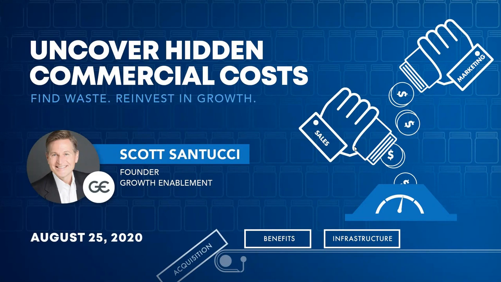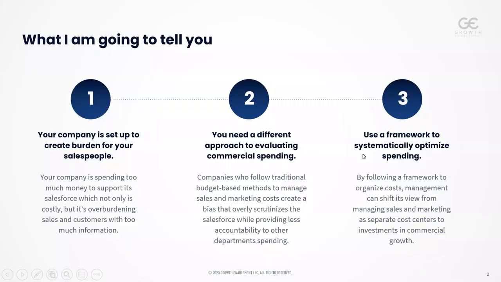Okay, so as always, what we like to do in our series is earn the right to tell a story, and we do that by laying out what we're gonna tell you. So one, your company is actually set up to create burden for your salespeople. The way that you're organized, the structure that you've got, your company is spending too much money to support its salespeople, which not only is costly, but it also creates an extra amount of burden and confusion for sales and customers. So in other words, the things that you're doing actually are contributing to make things harder. The second point that we're gonna tell you is that you need a completely different approach to evaluating commercial spending. And I know that's gonna seem frustrating or difficult to ascertain, because we have a lot of different metrics that we've etched into our brain as rigid.